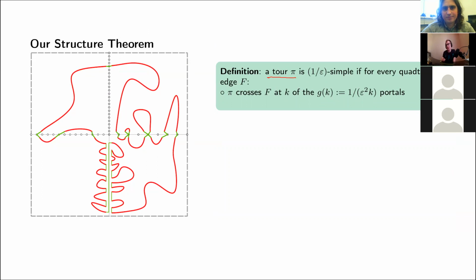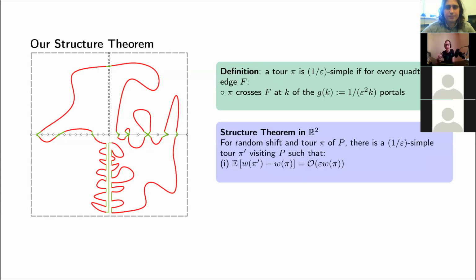So the tour is 1 over epsilon simple if it crosses this quadtree edge k times, then it will be only crossing it through these 1 over epsilon squared k portals. And that's similar to Arora. Arora had log n over epsilon portals. And the structure theorem that we will have is that this doesn't increase your cost by too much. The increase of this cost is only epsilon times opt.